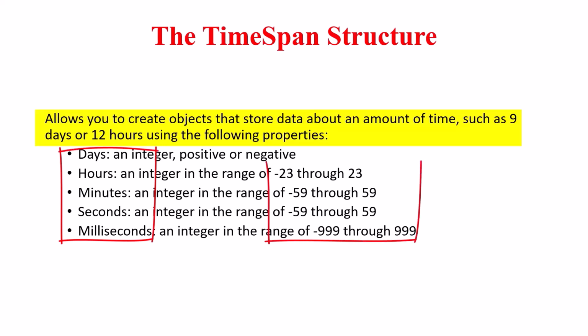All those are integers. And there's a range, hours minus 23 to 24. Notice we can have positive integers for days. We can go backwards or forwards, in other words, in time for our time span. Minutes also negative and positive. Seconds negative and positive. And milliseconds negative and positive, minus 999 through 999.